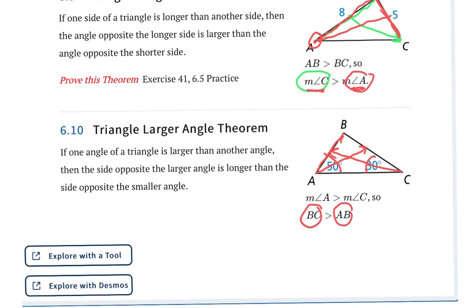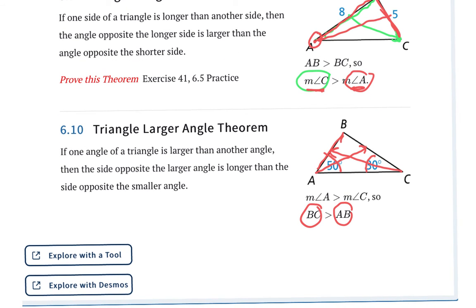There are some tools. There's a Desmos tool on that web page that allows you to check in with Desmos and run through an activity that shows you and leads you through these theorems.